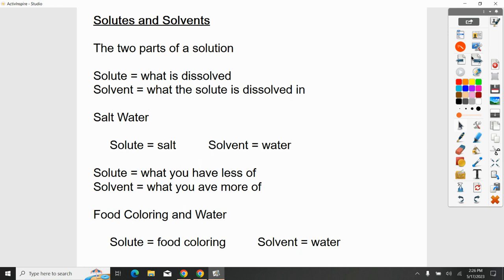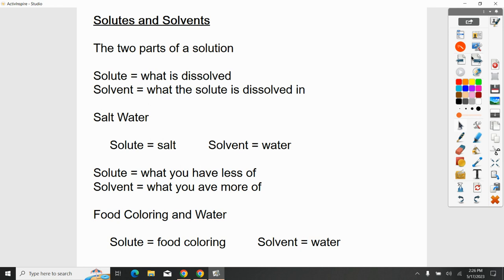Now, when there is true dissolving, it is easy to decide what the solute and solvent is because of those very definitions. When nothing is being dissolved, as in the case of mixing two liquids or dissolving a gas into a liquid, those definitions become a little harder to use, and what you have to do in those cases is look and see which one you have more of. The one you have more of is the solvent.